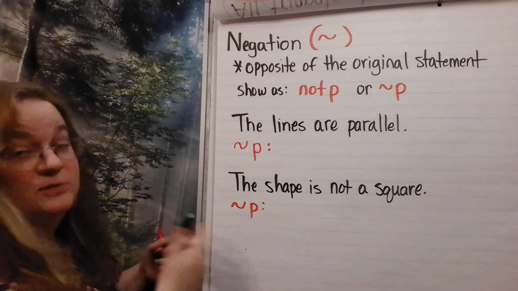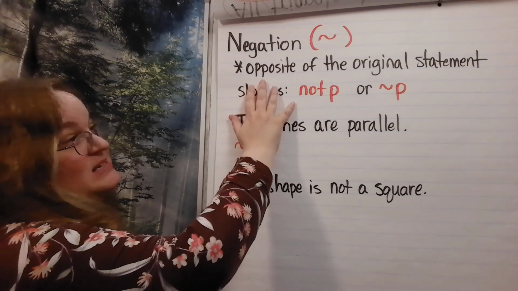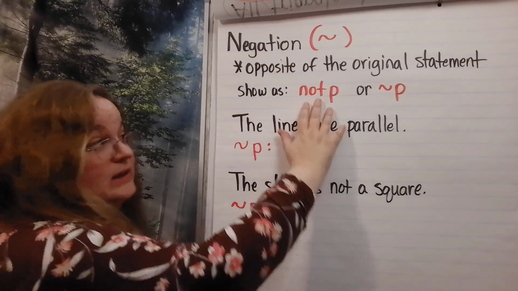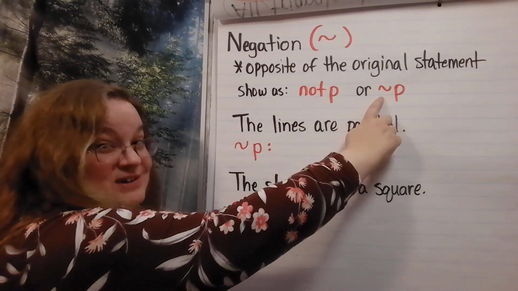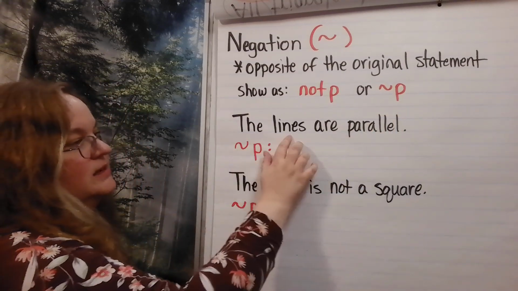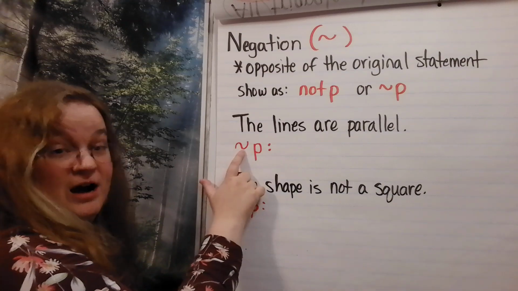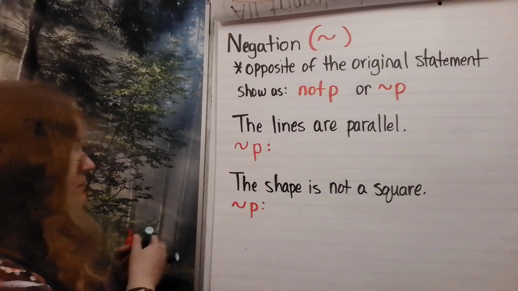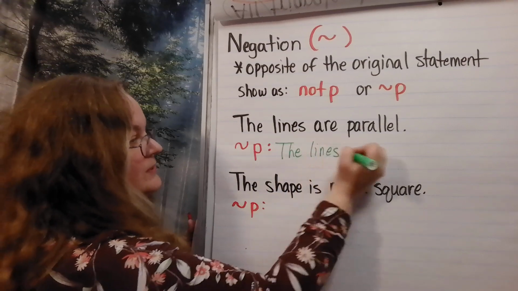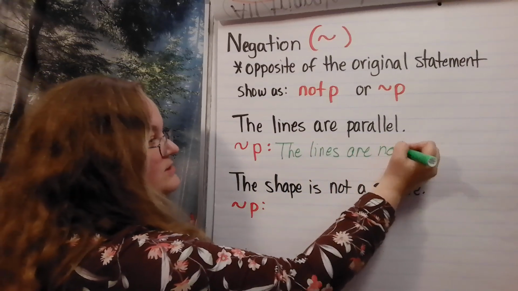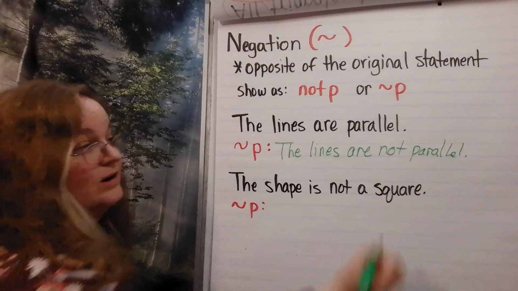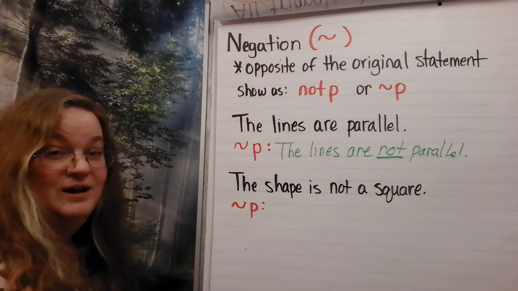Negation, the last thing we're going to talk about, is basically the opposite of the original statement. We can write it as not P, or this symbol means not P, and that's how we would read this, as not P. If I look, the lines are parallel, so the opposite of that, not P, would be the lines are not parallel. All I did was insert that word not.